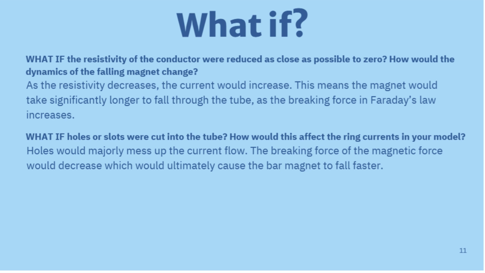How would this affect the ring currents in our model? Holes would majorly mess up the current flow. The braking force of the magnetic force would decrease, which would ultimately cause the bar magnet to fall faster.